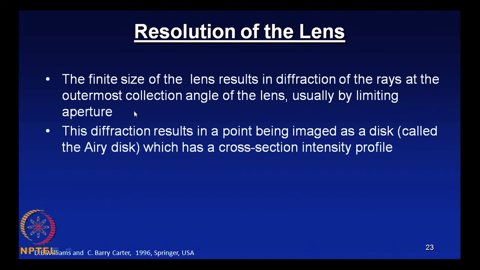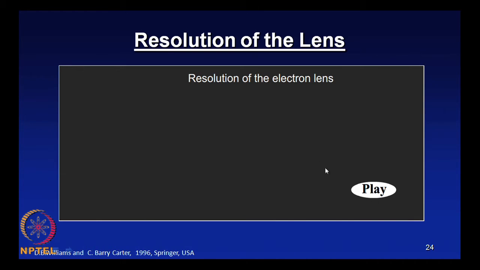Before we see the animation, let us look at two more points. The finite size of the lens results in the diffraction of the rays at the outermost collection angle of the lens, usually by the limiting aperture. This diffraction results in a point being imaged as a disc called the Airy disc, which has a cross-section intensity profile. Let us look at this schematic and the animation.